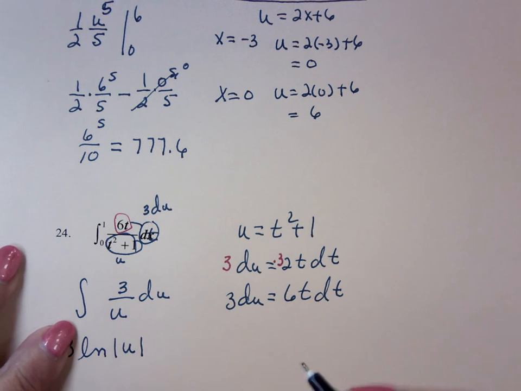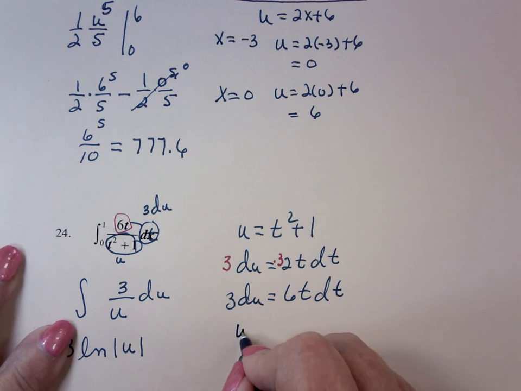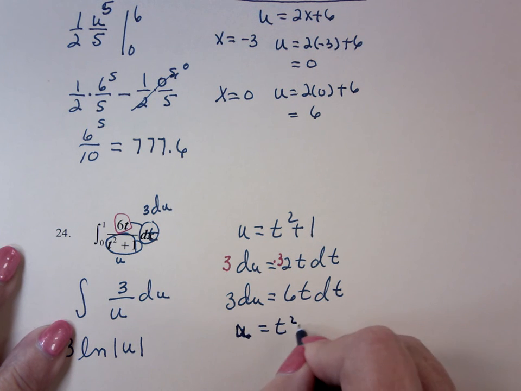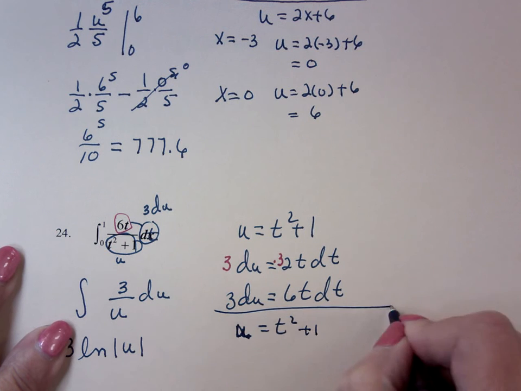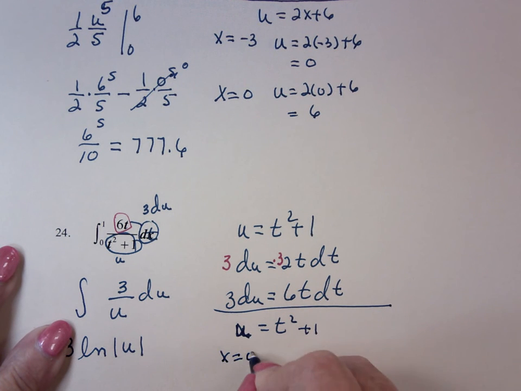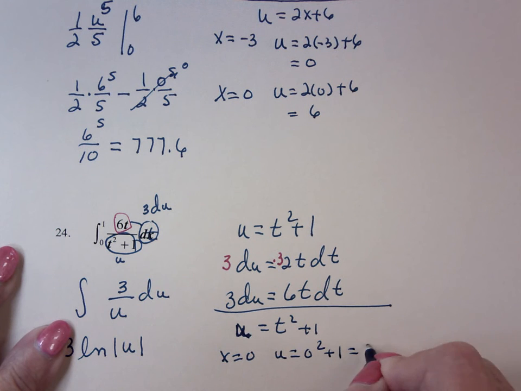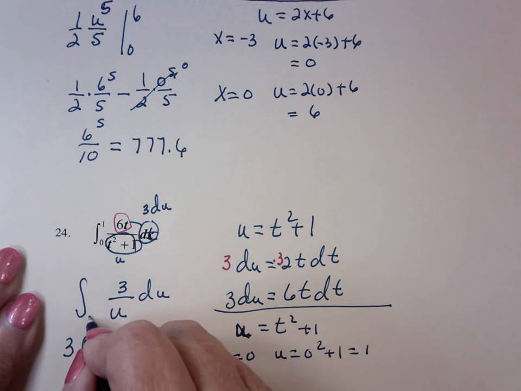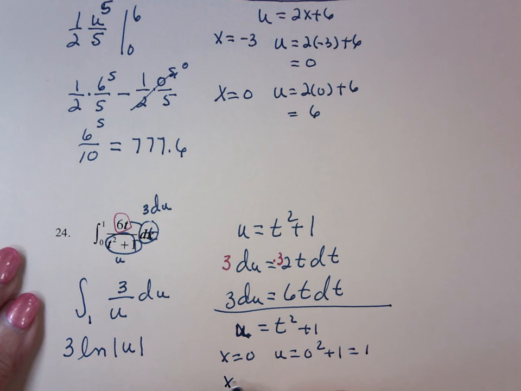I kind of jumped the gun there. So if u is equal to t squared plus 1, then if t equals 0, u is 0 squared plus 1, which is 1. And if t equals 1, then u is 1 squared plus 1, which is 2.